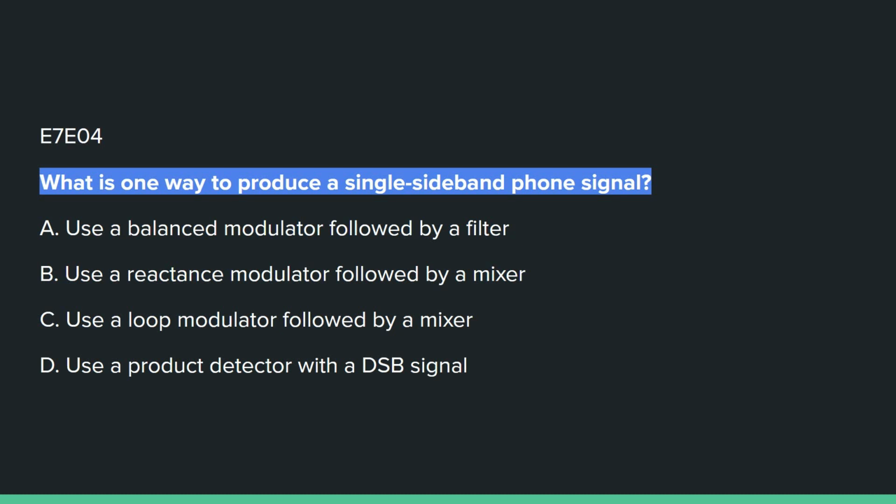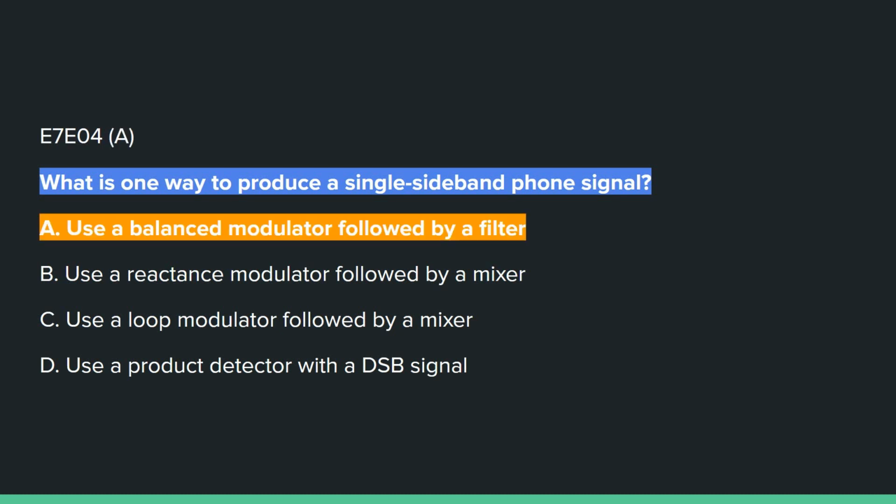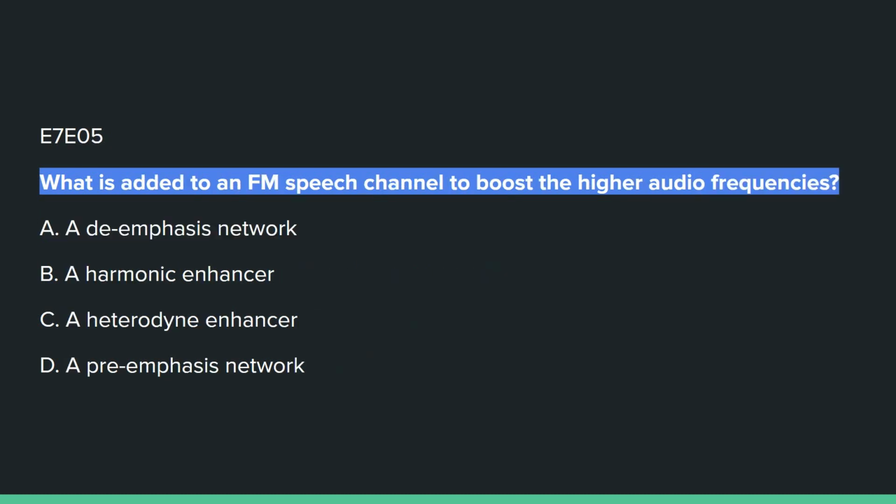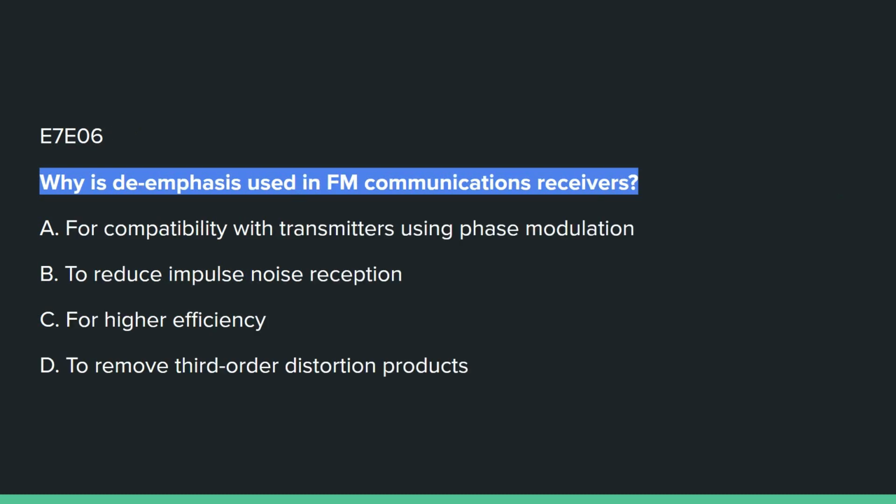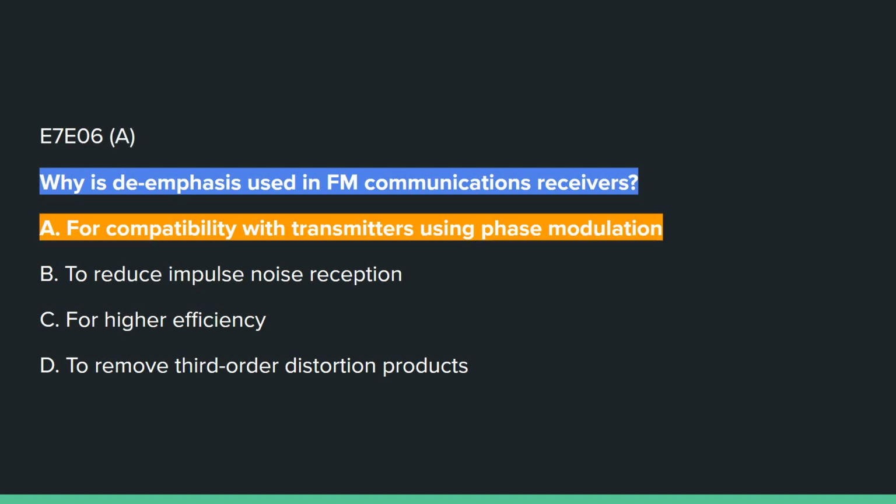E7E04, what is one way to produce a single sideband phone signal? A. Use a balanced modulator followed by a filter. E7E05, what is added to an FM speech channel to boost the higher audio frequencies? D. A pre-emphasis network. E7E06, why is de-emphasis used in FM communication receivers? A. For compatibility with transmitters using phase modulation.